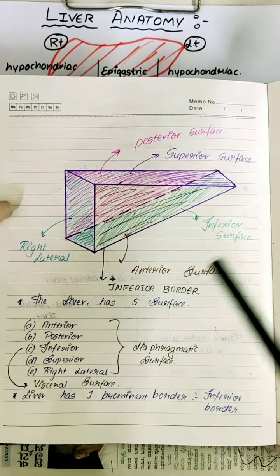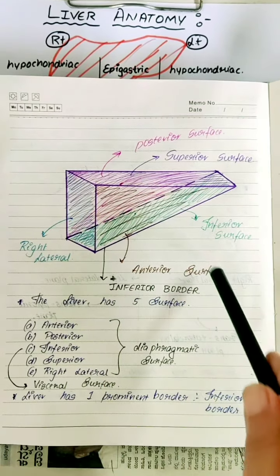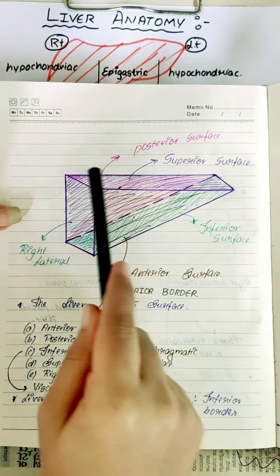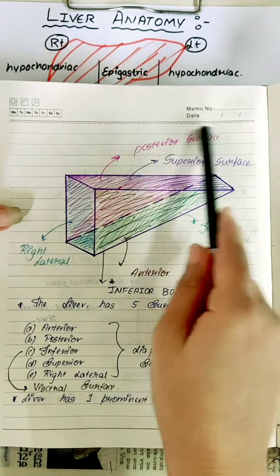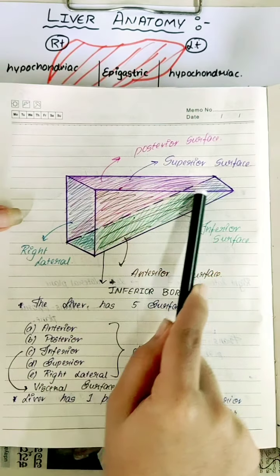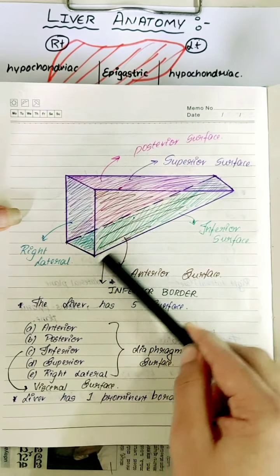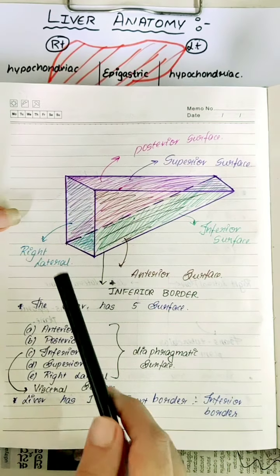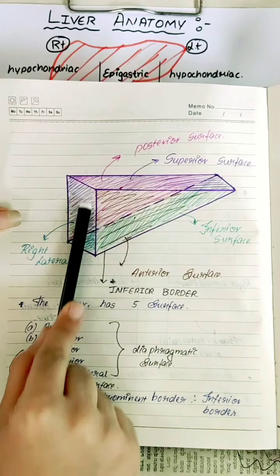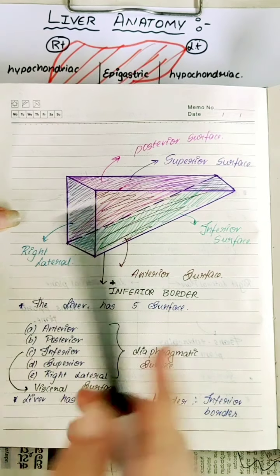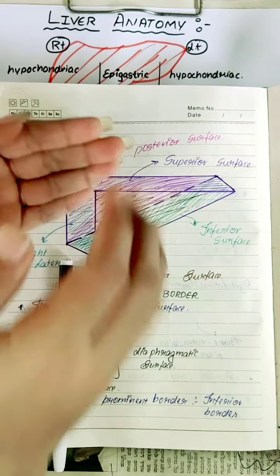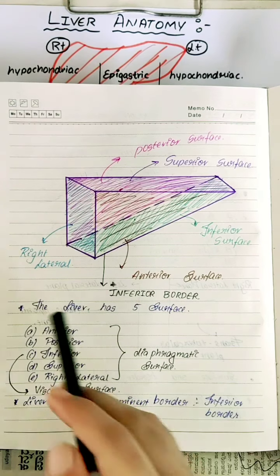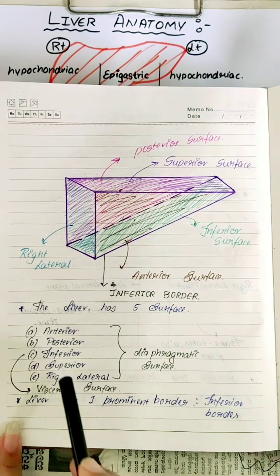Now if you imagine the liver as a 3D structure, the liver has 5 surfaces. So see this diagram. Behind surface is the posterior surface. This is the superior surface. Green one is the inferior surface. Brown one is the anterior surface, the front one, and this part is the right lateral or right edge part. So posterior surface is the behind one, front one is the anterior surface, superior surface, inferior surface, and the lateral surface. So liver has 5 surfaces.